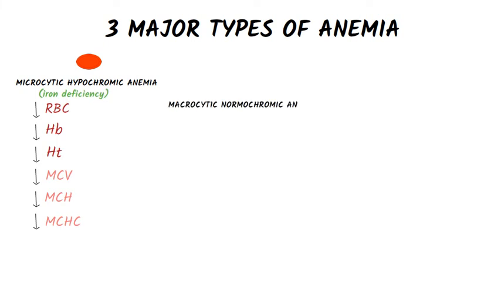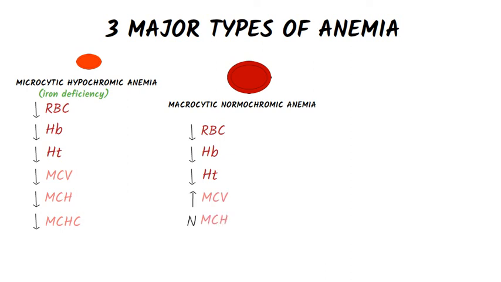Macrocytic normochromic anemia, with low red blood cells count, hemoglobin, hematocrit, high mean corpuscular volume, and normal mean corpuscular hemoglobin and mean corpuscular hemoglobin concentration, is often caused by vitamin B12 or folate deficiency.